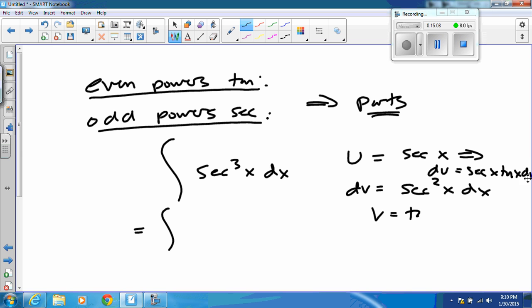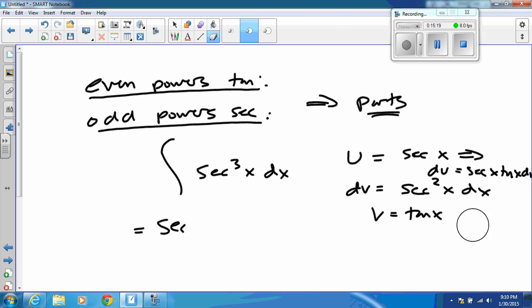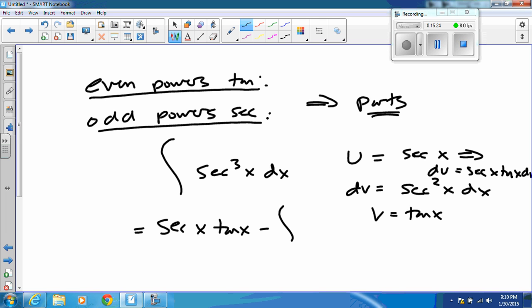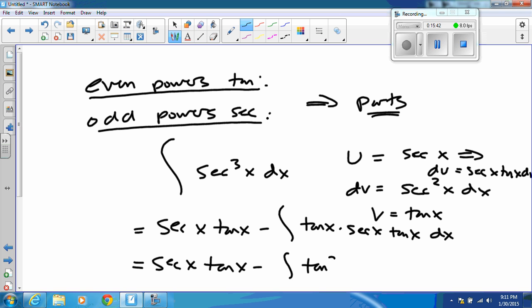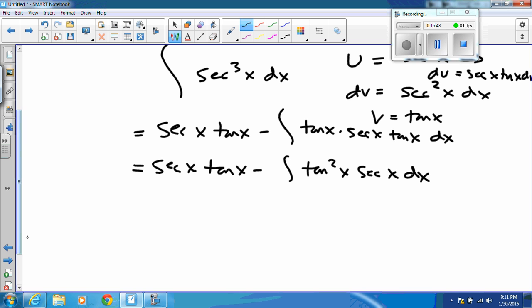So if I identify that as u and dv, then I get du is equal to secant x tangent x dx, and v is equal to tangent x. So this integral is equal to u times v, or secant x times tangent x, less the integral of v du, or tangent x times secant x tangent x dx. Let's clean this up a little bit and see where we stand.